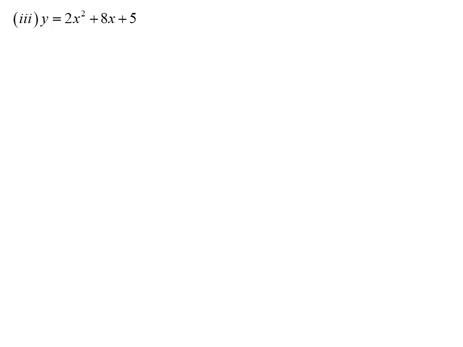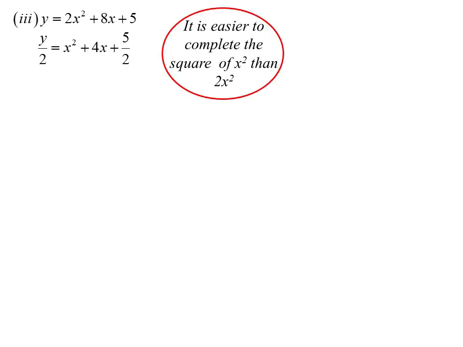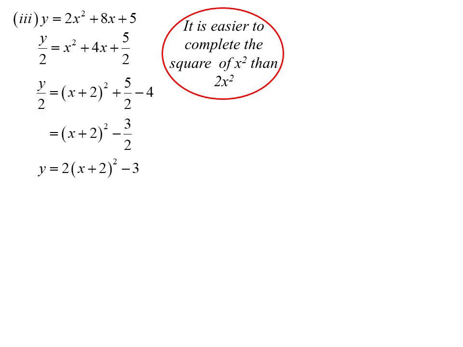2x squared plus 8x plus 5. The first thing I'm going to do on that one is to divide everything by 2. And the main reason is because I just find it easier to complete the square of x squared rather than complete the square of 2x squared. So if I've got it as x squared, I can complete the square and I'll get x plus 2 squared. Now that I've done that, I'll then multiply everything by 2 to make it back to be y equals. Just how I approach that sort of problem.